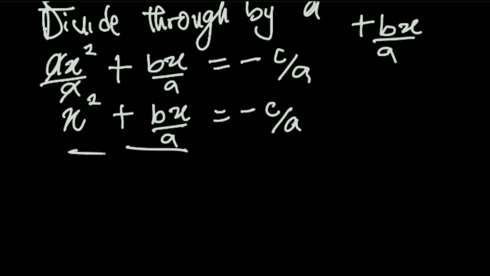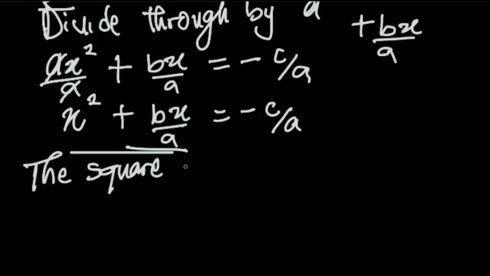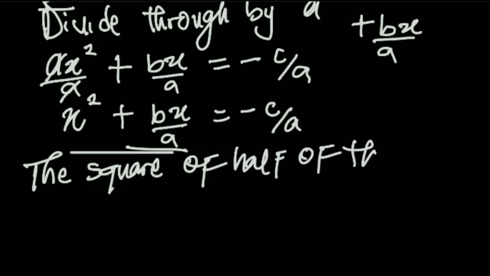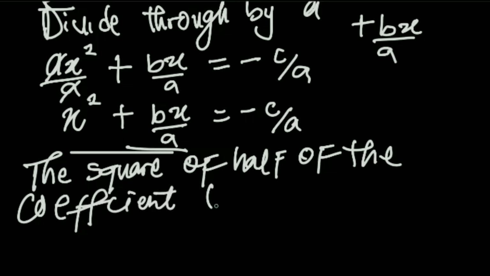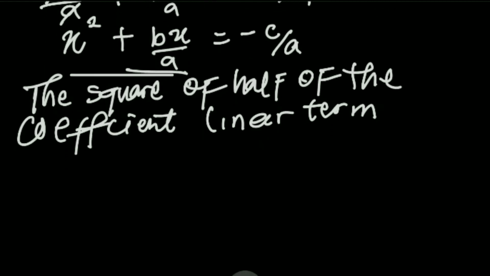And so to make this expression on the left hand side a perfect square, we are adding the square of half of the coefficient of the linear term. The coefficient of the linear term is plus b over a. The coefficient of x is plus b over a. So we will need to add the square of that.